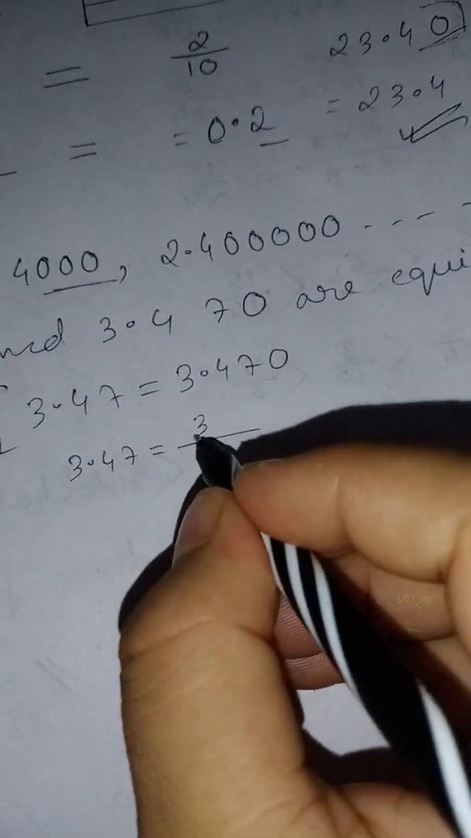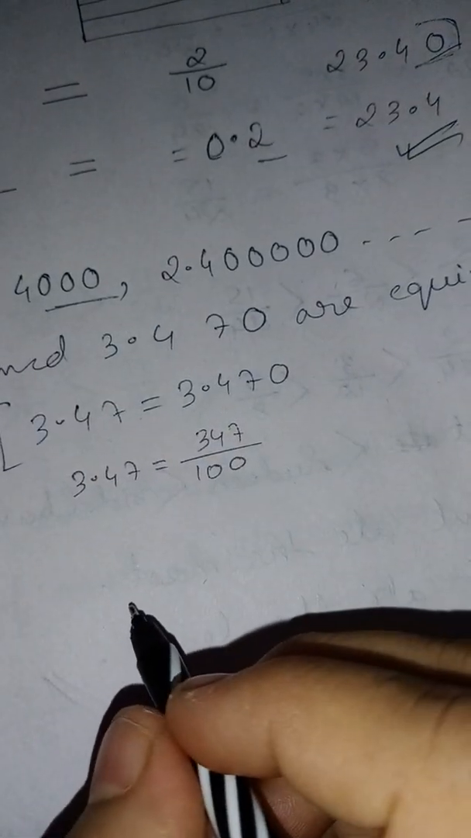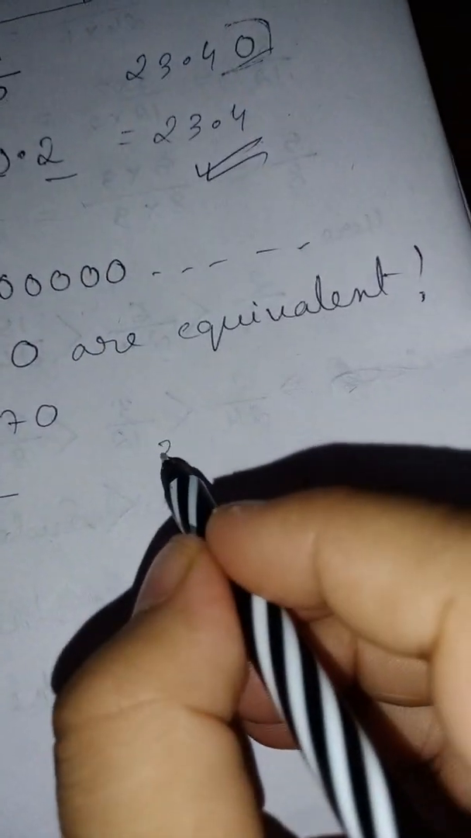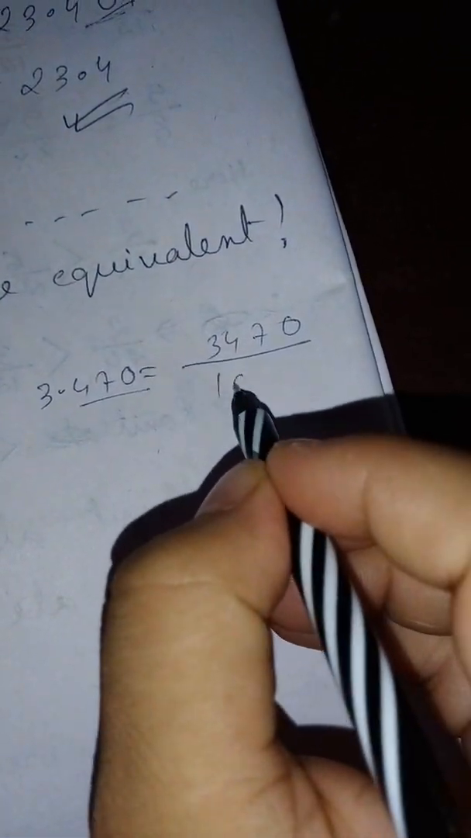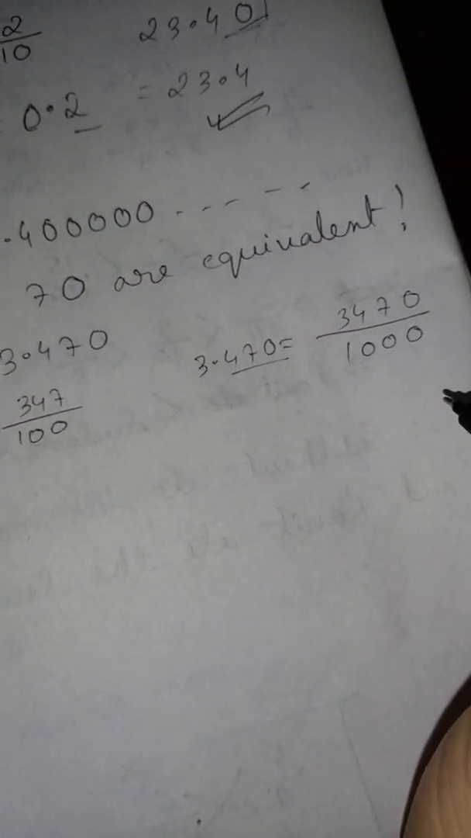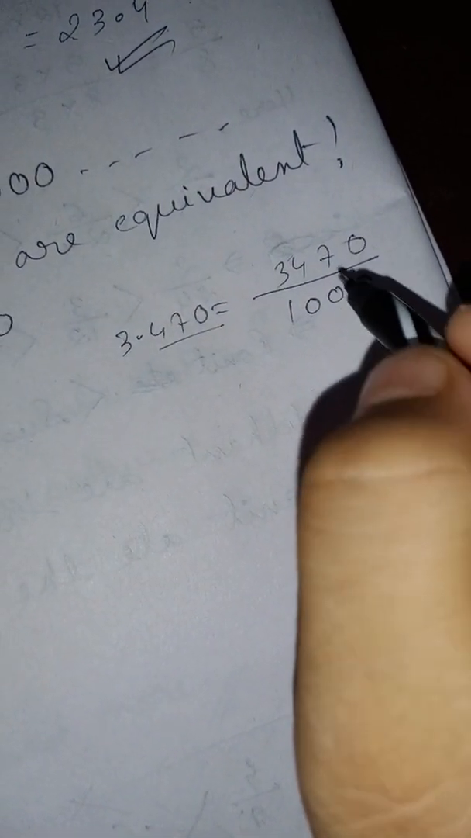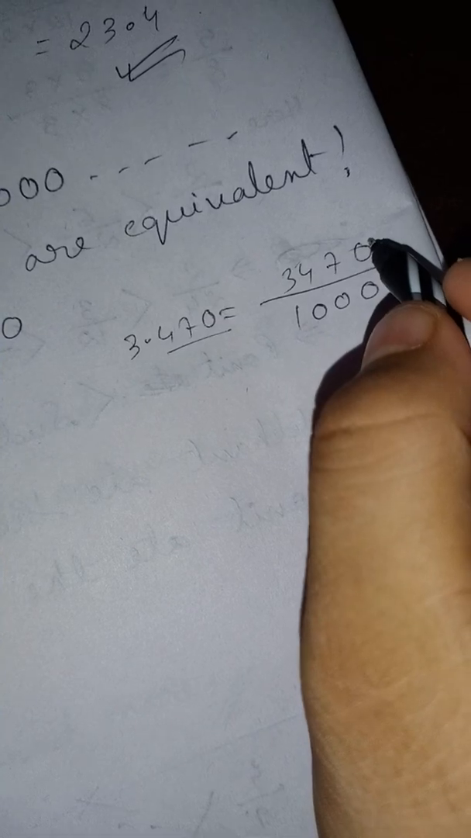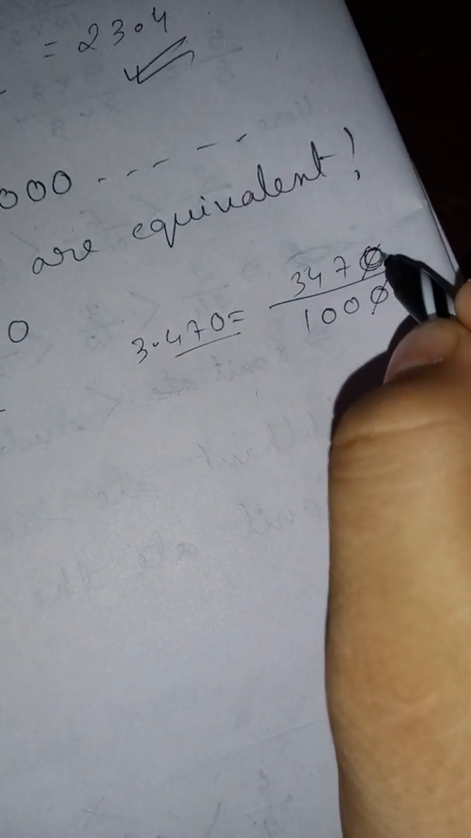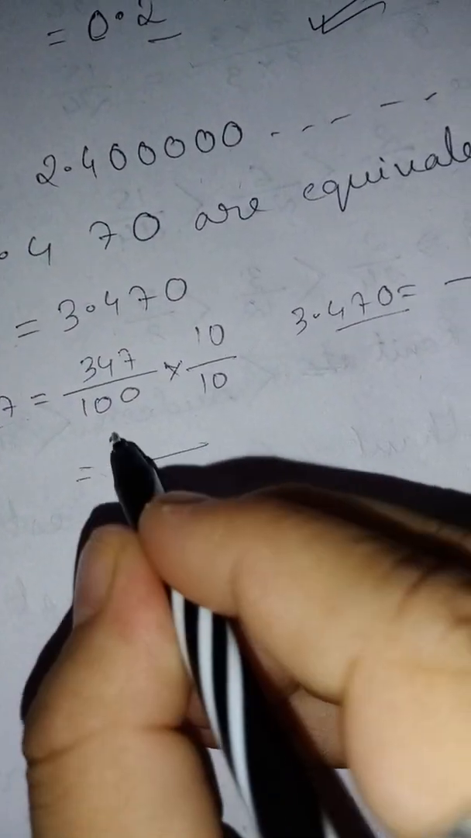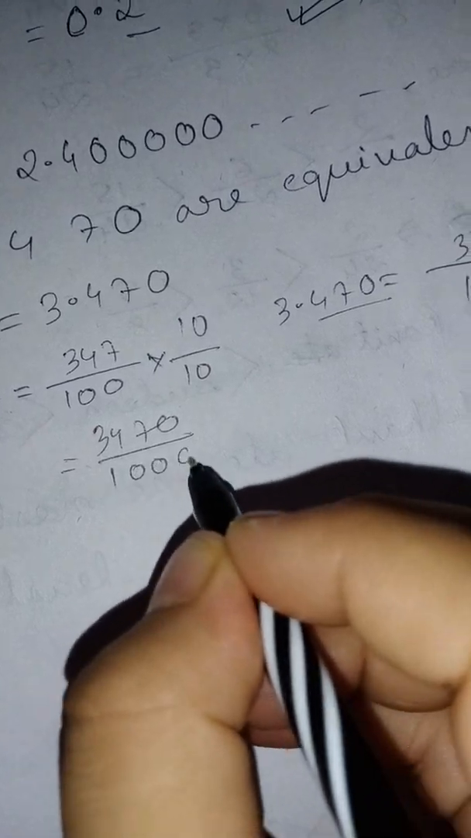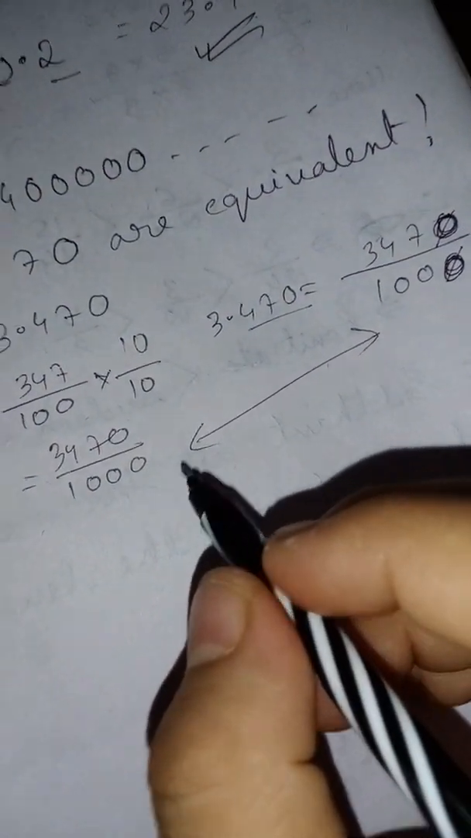If you write it in fractional form, you will get it over 100 because there are two digits, and for 3.470 you will get 3470 over 1000. Three digits are there, so 3 zeros, so 1000. So can I make them equal? Yes, of course I can. If I divide this number, this 0 will get cancelled. Either you can cancel this 0, or multiply this with 10, 3470, so ultimately it becomes the same. So that means these two decimal numbers are equivalent.